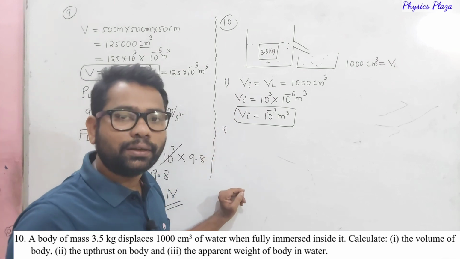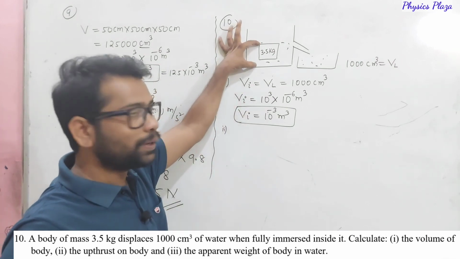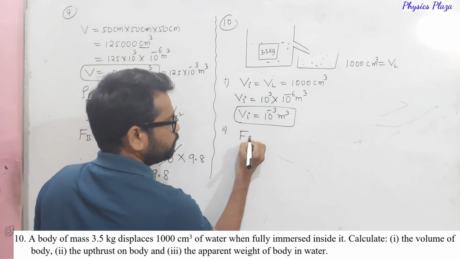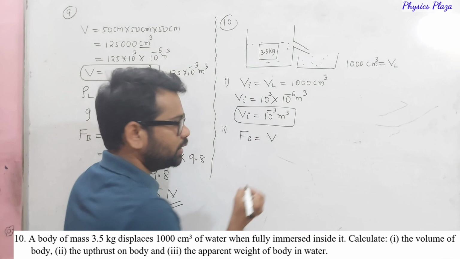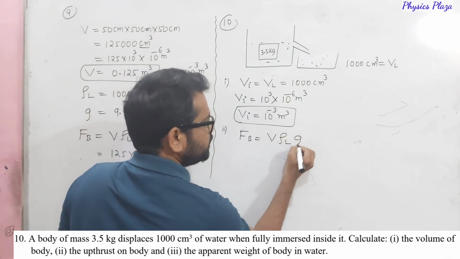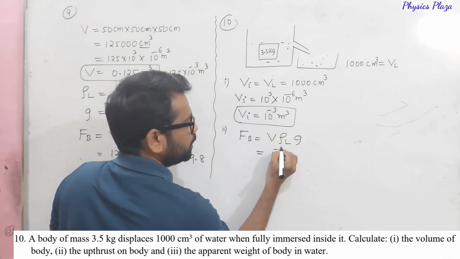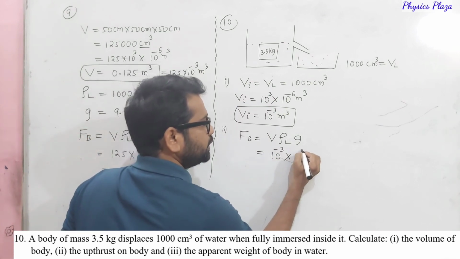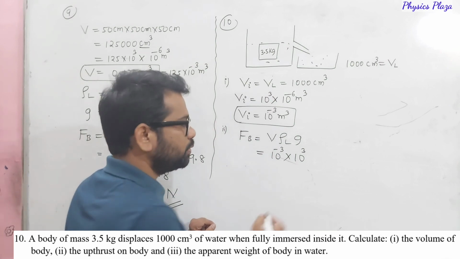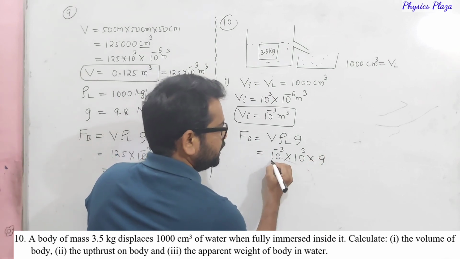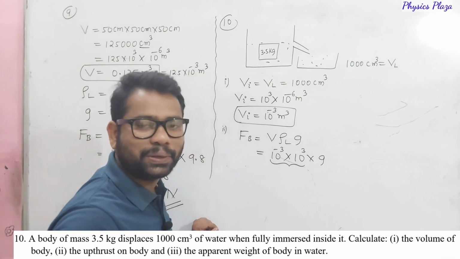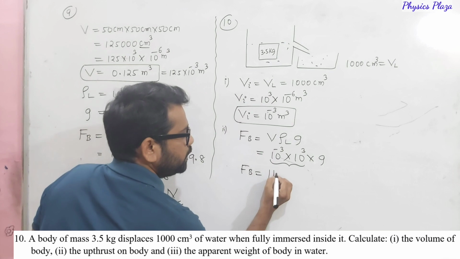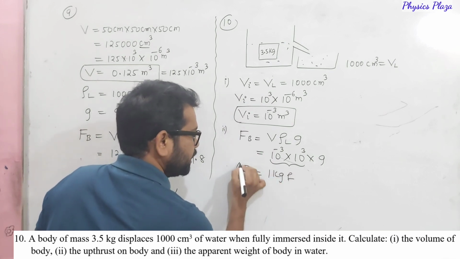Now we need to calculate the buoyant force acting on this solid of mass 3.5 kg when it is immersed. Children, here buoyant force is equal to volume of the solid times density of the liquid times g. Volume we know, 10 power minus 3. Density of the liquid, it is water, that is 10 power 3, that is 1000 kg per meter cube, and the g value. Children, 10 power minus 3 into 10 power 3, don't say 0, it is 1. So buoyant force is equal to 1 kgf.